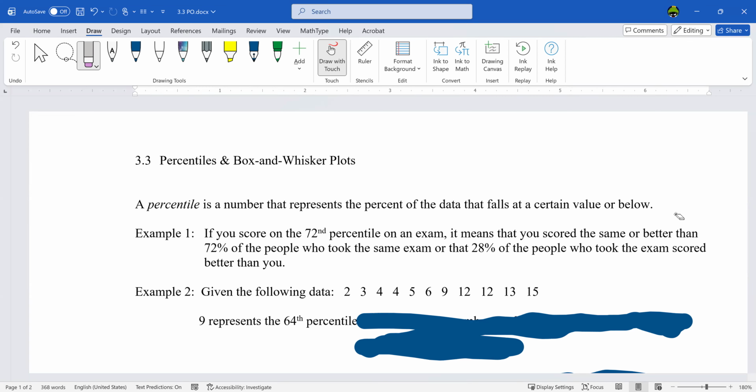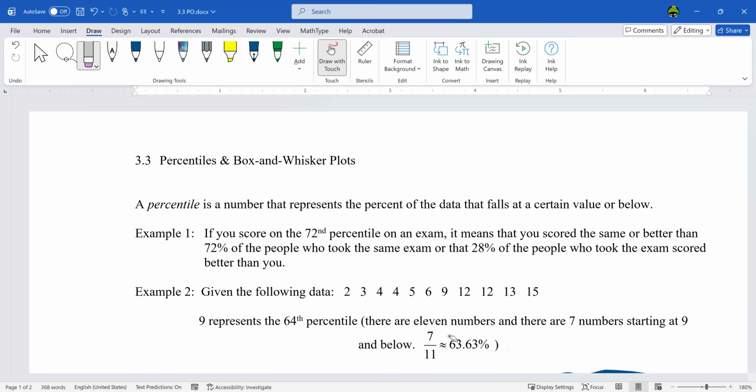You could also look at it this way: if you're in the 72nd percentile, 28% of the people who took the exam scored better than you. For the second example I have down below, I'll give you some data. The data is 2, 3, 4, 4, 5, 6, 9, 12, 12, 13, and 15. The 9 represents the 64th percentile. How did I know that 9 represents the 64th percentile? Well, to figure out a percentile, you count how many pieces of data there actually are. There's 1, 2, 3, 4, 5, 6, 7, 8, 9, 10, 11 pieces of data.